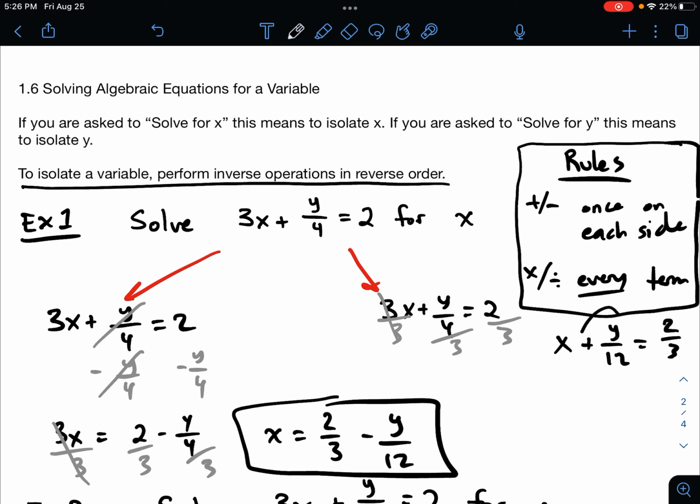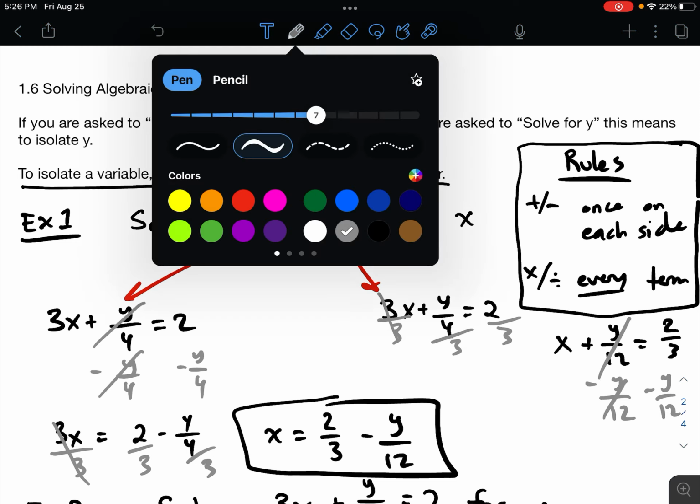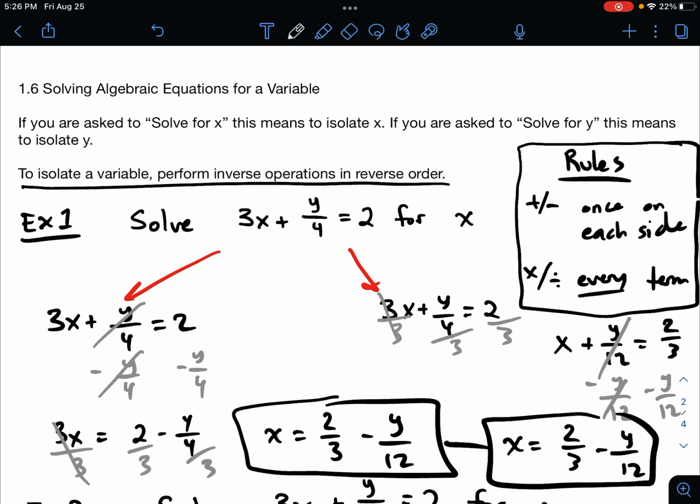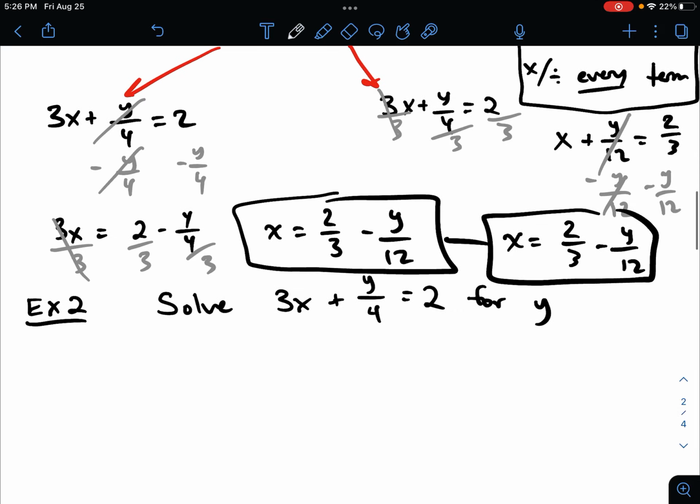And then my last step is just to move this y over 12 over to the right side, so we can use some subtraction. All right, it cancels on the left. And again, that leaves me with x equals 2/3 minus y over 12. And you should notice that we do, in fact, get the same answer. All right, so again, as long as you follow these rules, it's really hard to make a mistake unless you make some sort of arithmetic error.